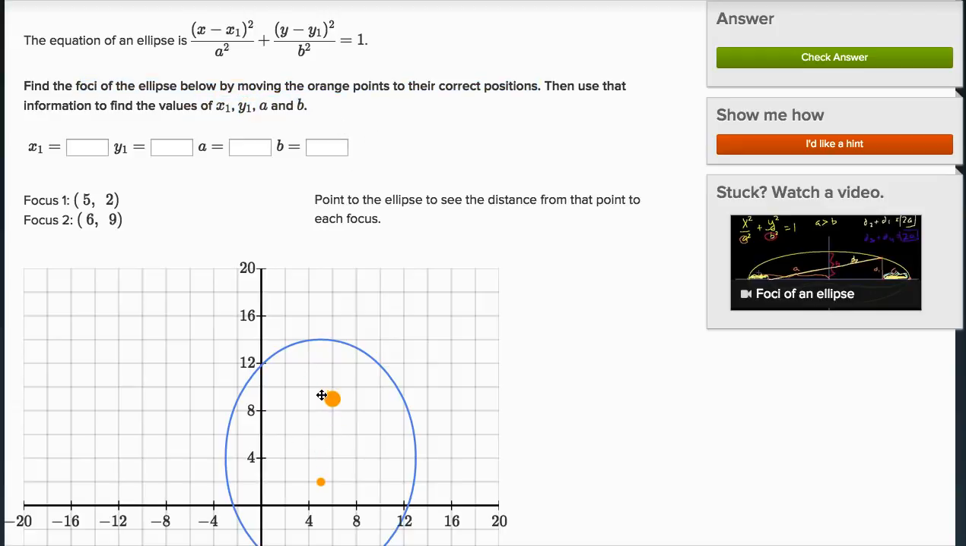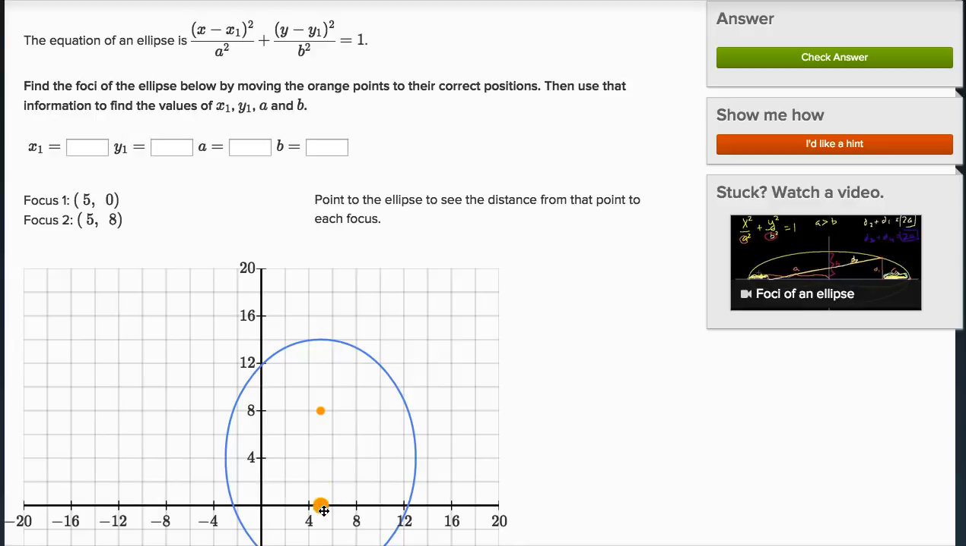So they want us to move these to the correct position. The correct position is where the sum of the distance, so if we move it to the correct position, the sum of the length of that red line and the length of that green line should be constant. Now you can see they're clearly not in the correct position right over here, because when I was moving it around, you see that the distance to focus 1 from this point on the ellipse is 11.7. That's the green line. The distance to focus 2 is 6. You add them together, 17.8. But when you move it around, that changes.